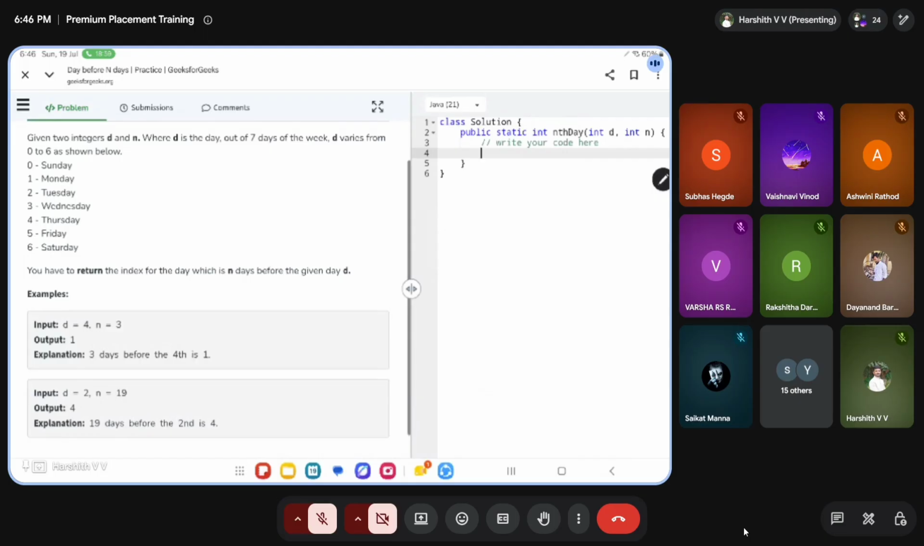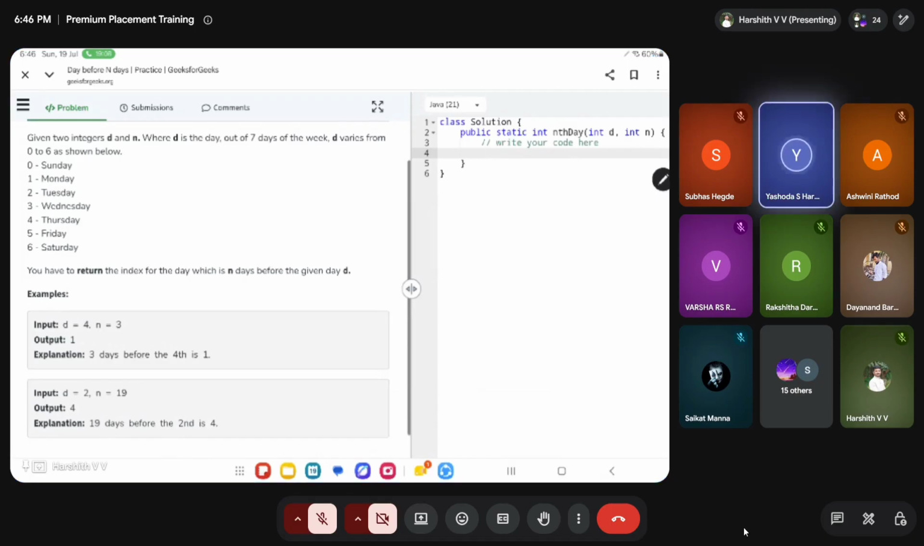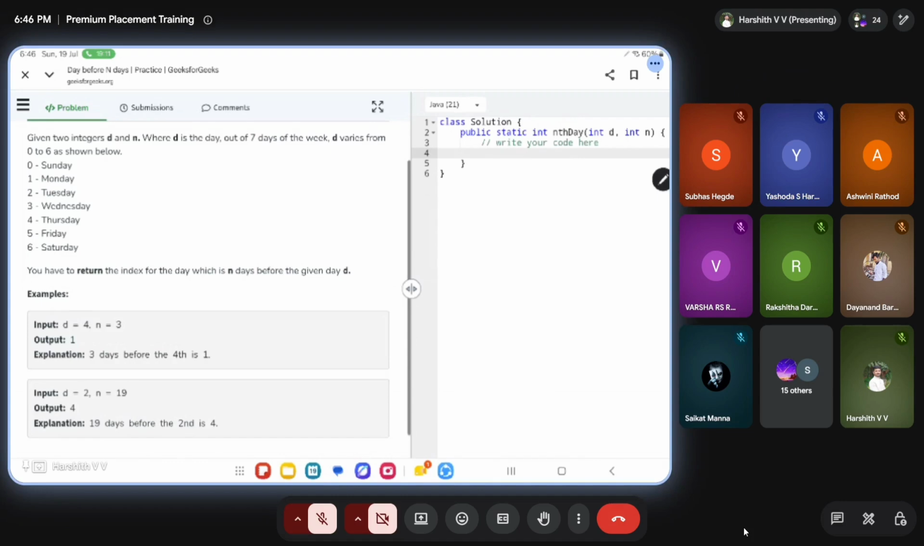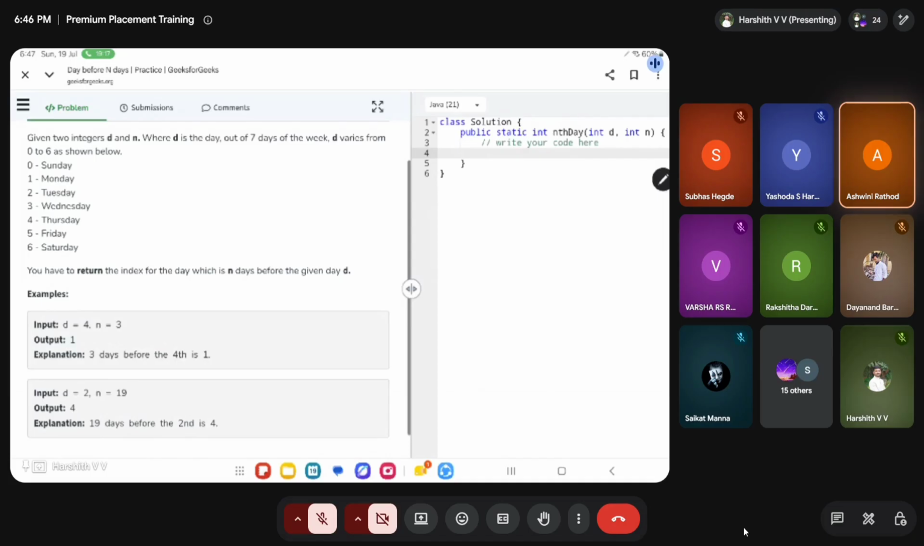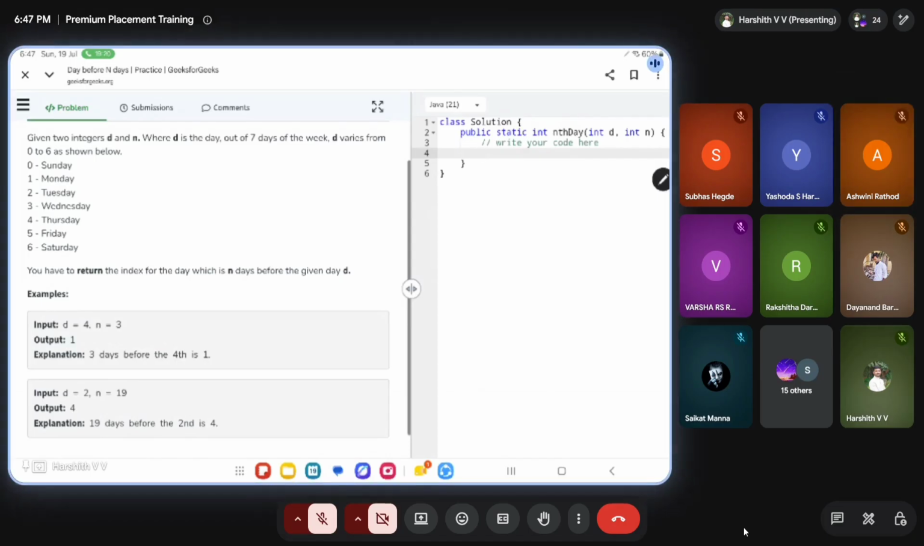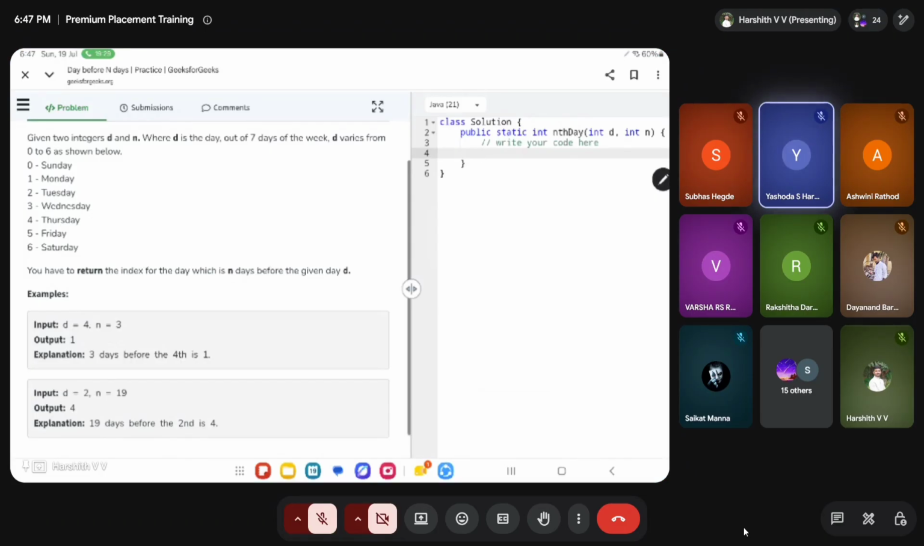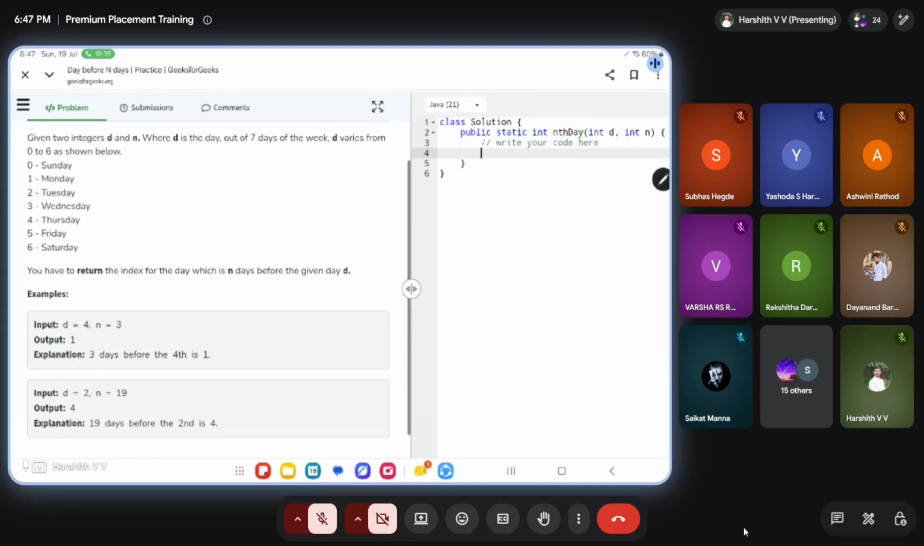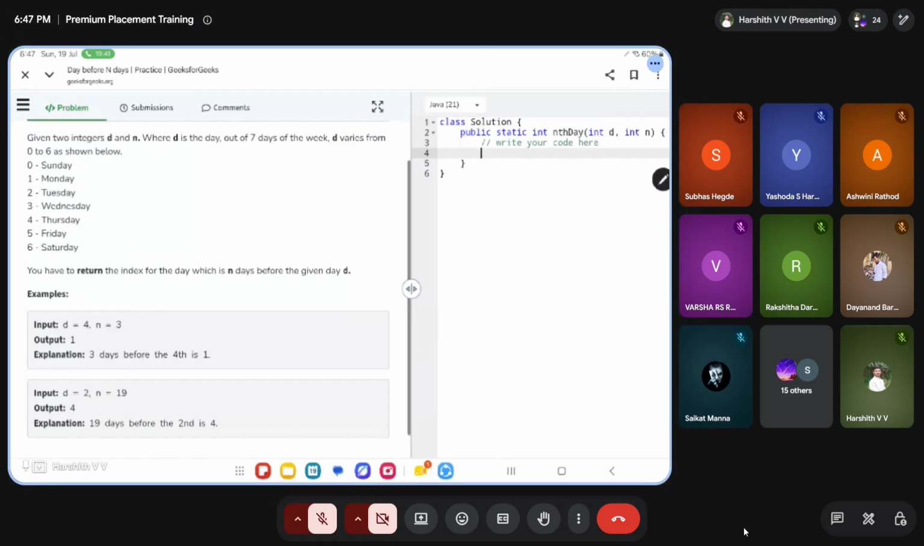Before anyone gets the idea, you can tell me, or else I'll explain. 19 minus 5, sir. Why will you do 19 minus 5? Sir, 2 weeks means 17 days, sir. Remaining 5. How is 2 weeks 17 days? 2 weeks is 14 days, no? Except Tuesday, there will be 5 days, no? See, we are going backwards. Remember, we are not going forward. 19 days before Tuesday. We are thinking like that.